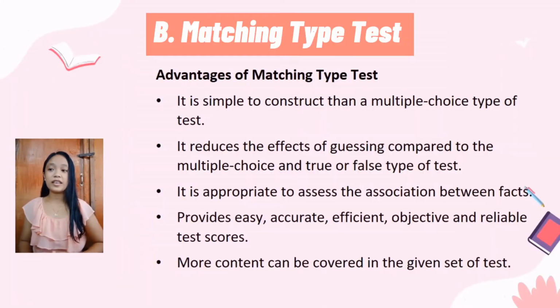The advantages of matching type tests. It is simpler to construct than a multiple choice test. It reduces the effects of guessing compared to multiple choice and true or false type of tests. It is appropriate to assess the association between facts. It provides easy, accurate, efficient, objective, and reliable test scores. And more content can be covered in the given set of tests.